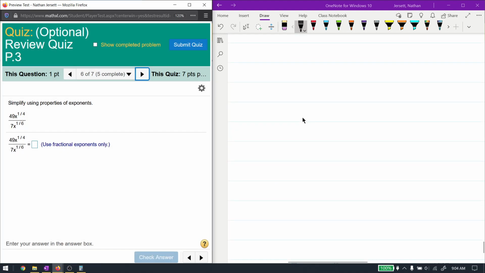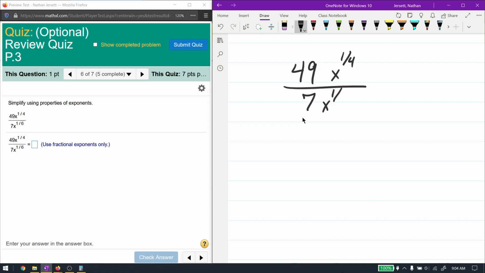Okay, we have fractional powers here, and we're trying to simplify this expression down to lowest terms. However, I just told you that these have the same properties as exponents. So I can split this up: 49 and 7. 49 divided by 7 is 7. And we have like bases that are dividing, so we subtract the exponents: x to the 1/4 minus 1/6.